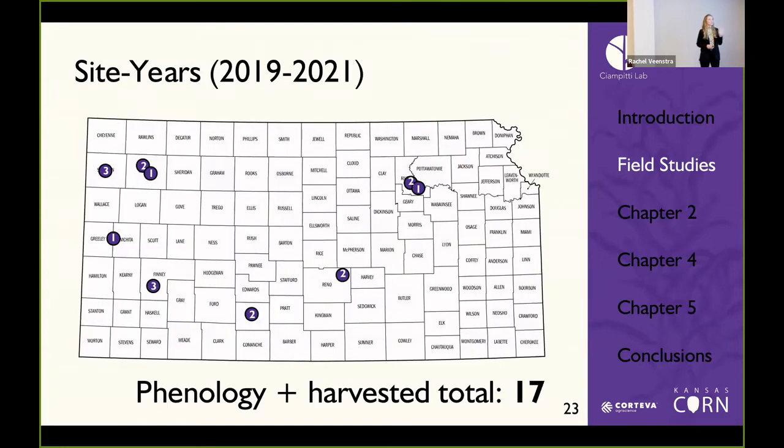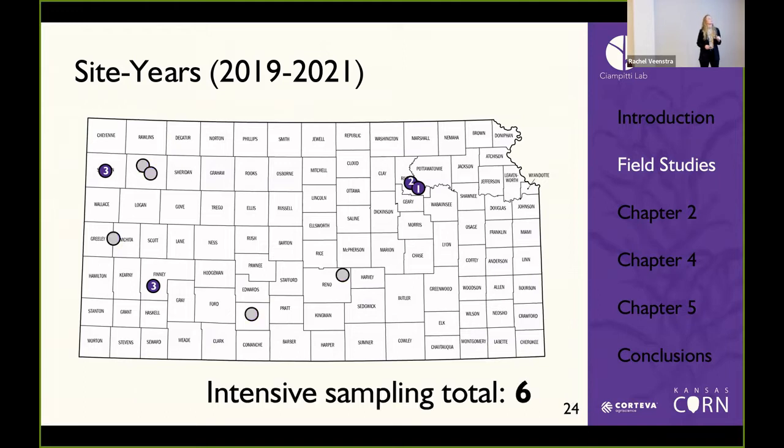So our site years were located across the state. The points that you see here are the locations, and the number on each point is the number of years we had at each of those sites. So total we had 17. You'll see that they were spread across the state pretty well. Of those sites, we did intensive biomass samplings at 6 of them.